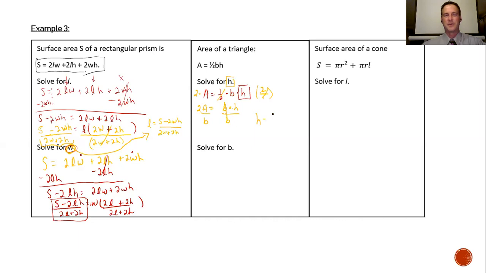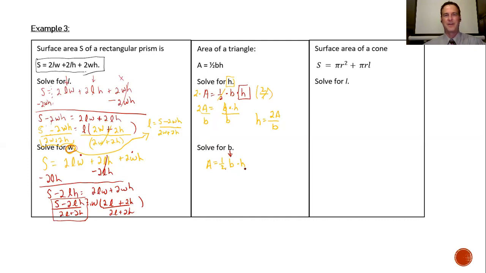Okay, so h is equal to 2a over little b. Next one wouldn't be much different, okay? It's the same idea. Let me recopy it. A equals 1/2 b times h. And in this case, you are solving for b.